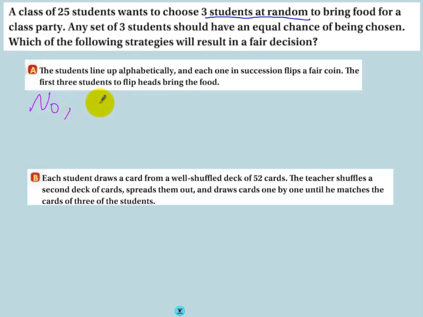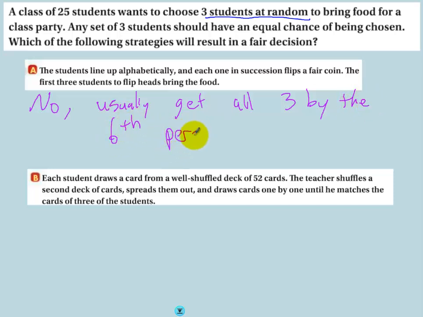So I'll say no. Usually you get all 3 by the 6th person. So people at the later end of the alphabet, like with a Z, they'll never get picked because you're going to get 3 heads before you actually get to that person, most likely.